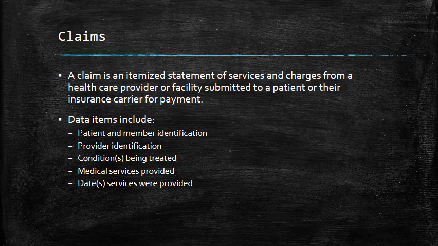It could be the admission and discharge date for a hospital stay, it could be the date of an office visit, it could be a span of time. If you're going for chemotherapy twice a week for a month, it might be the beginning and the end of the month with a separate claim for the next month's chemotherapy services.